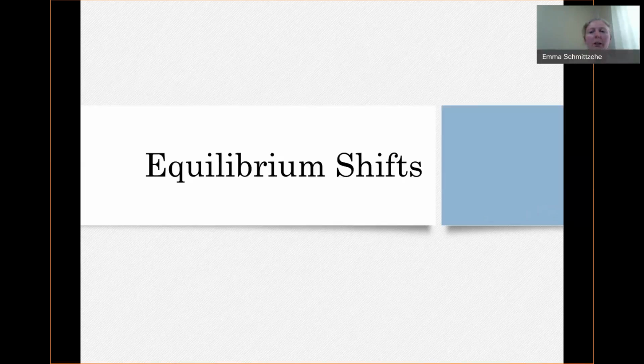I'm going to talk about equilibrium shifts. Meaning we have some equilibrium reaction and it shifts in one direction or another, so towards reactants or towards products, in order to reach equilibrium, or the state where the forward direction of the reaction and the reverse direction of the reaction are occurring at the same rates. Okay, so an equilibrium shift occurs in order to achieve equilibrium.